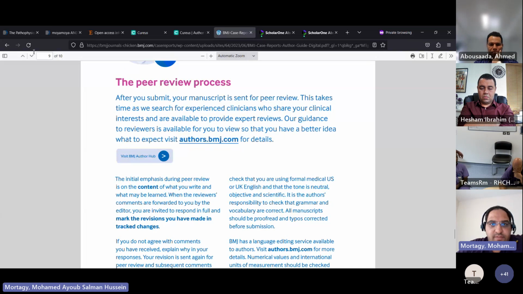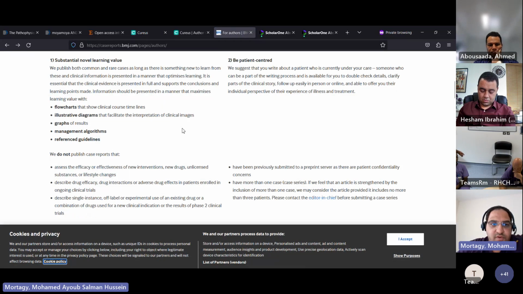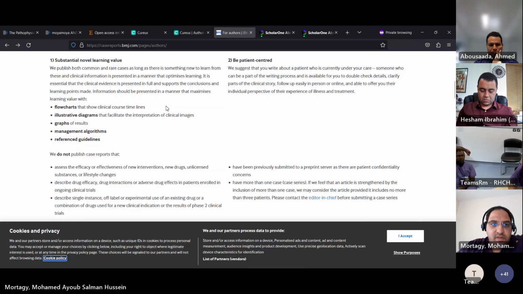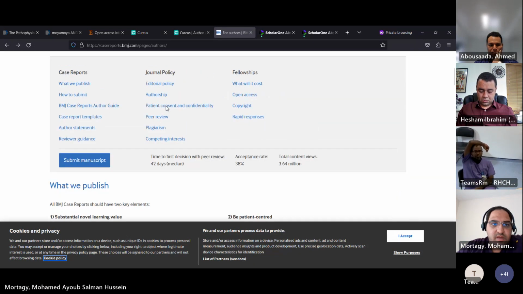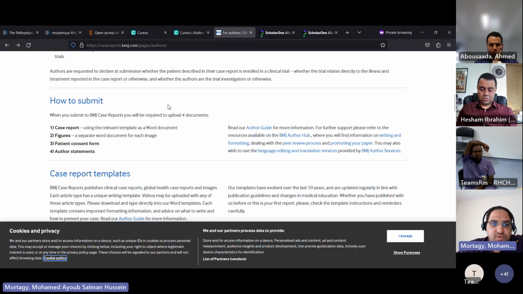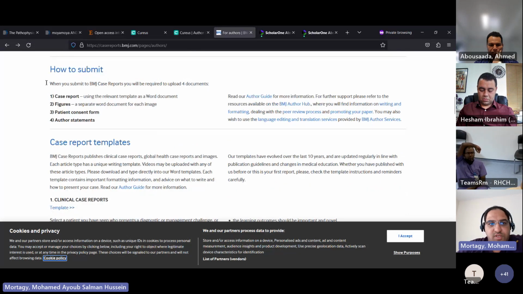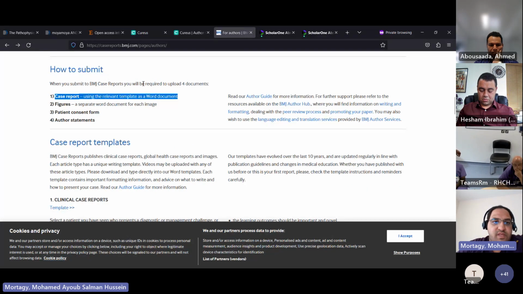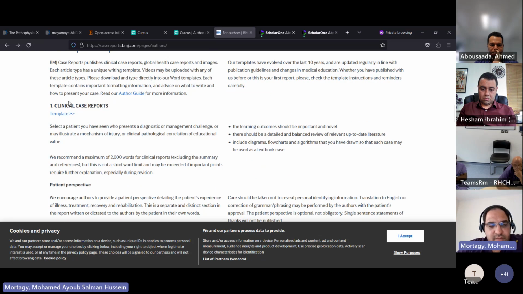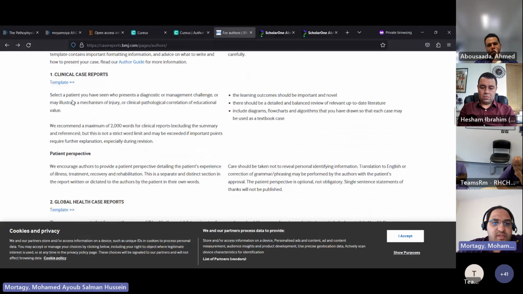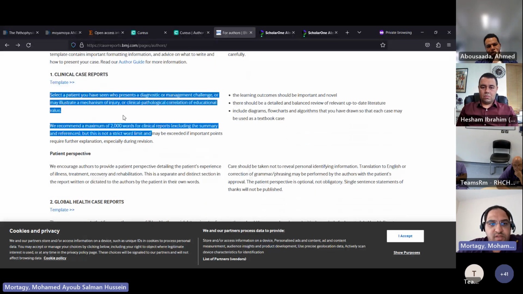And it tells you everything about the process. But if you go here, it tells you how to submit. You see, the case report should be in a Word document. Each figure should be in its own Word document. That's how they want it, and they want a patient consent form and an author statement that you all agree on the publication. And then it tells you what kind of patient they want.